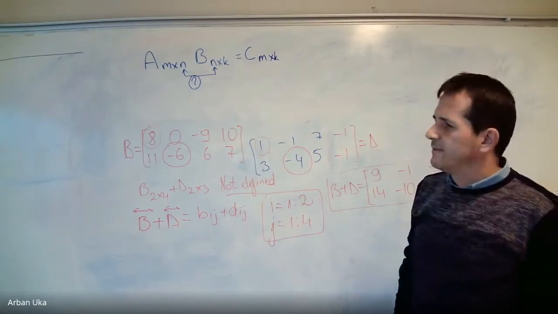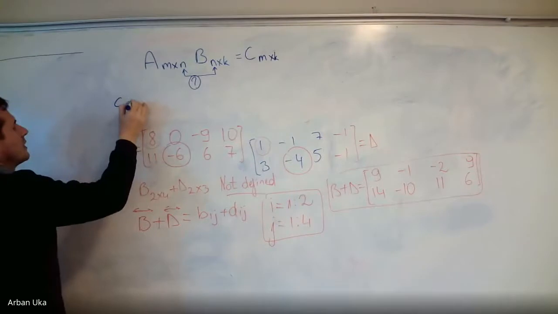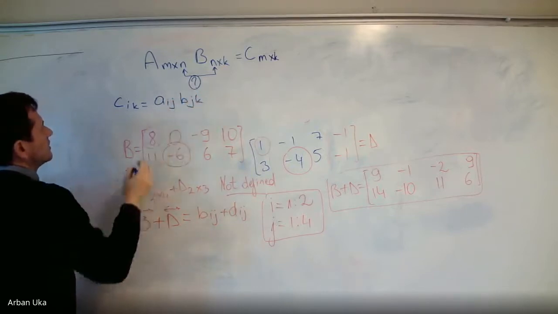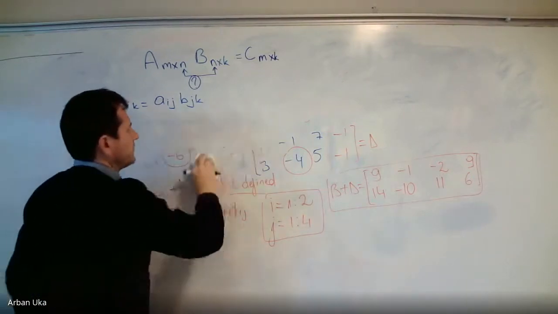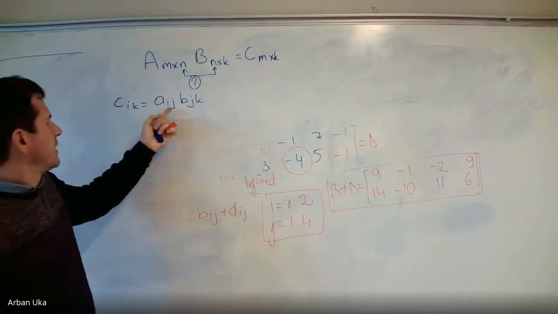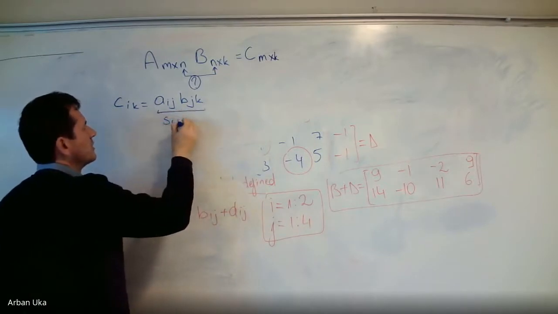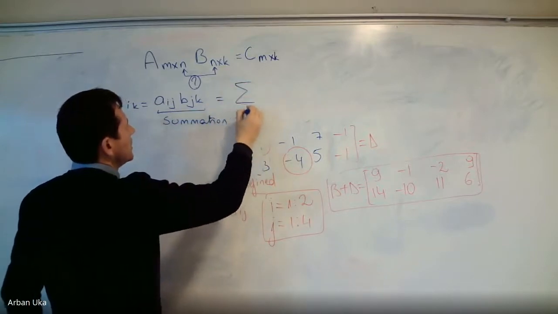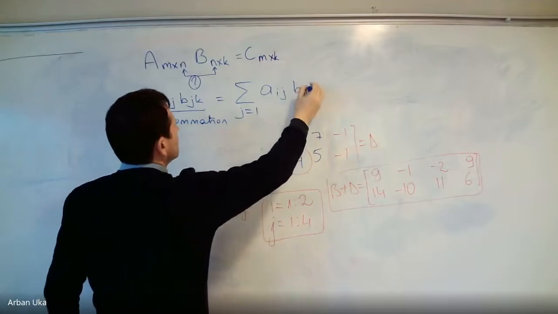And the multiplication here, every element of C is defined as Cik equal to Aij times Bjk. Now, this is how we multiply them. Whenever you see a notation like this, where j appears twice, what this really is, is a summation. This can be written as the summation when j goes from 1 to some number, of Aij times Bjk.